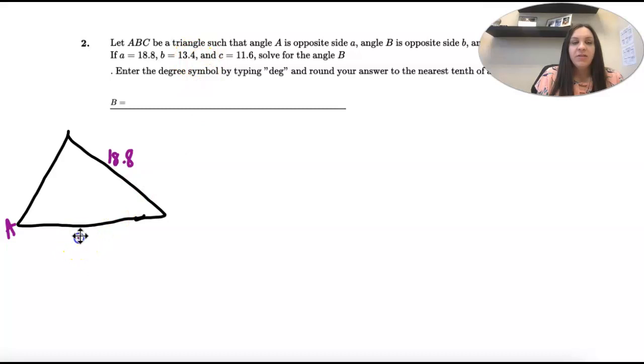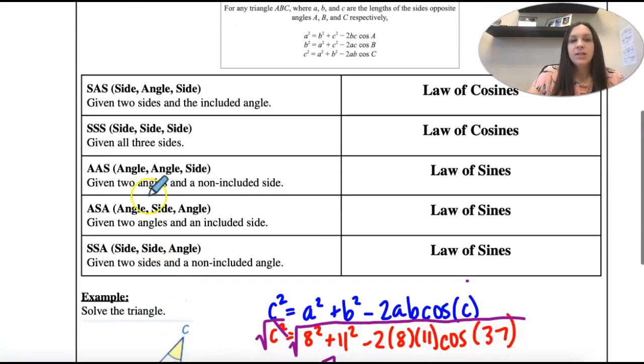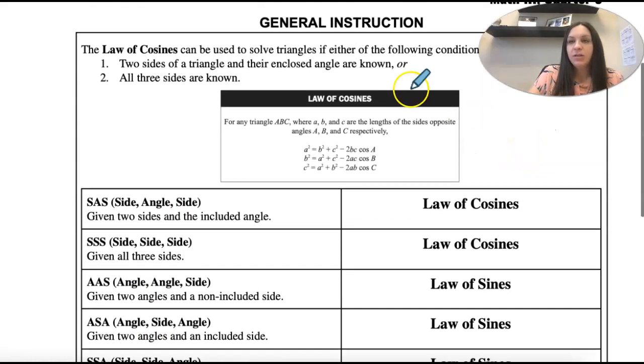And then we have 13.4, which is B, and so C would be 11.6. And we want angle B. So when we know 3 sides, we use law of cosines. Side, side, side. And we need to figure out which one of these to use. So we're trying to find angle B. Which one of them has angle B? The middle one.